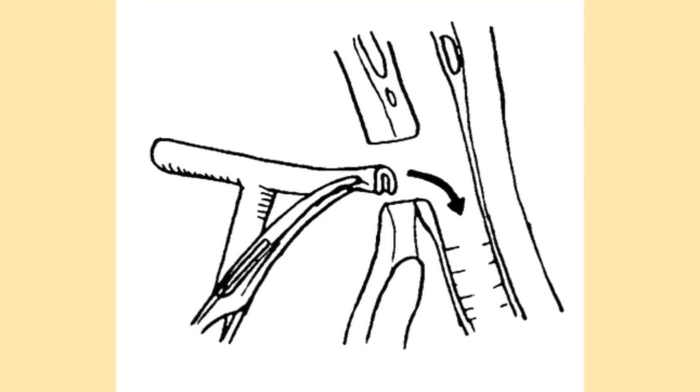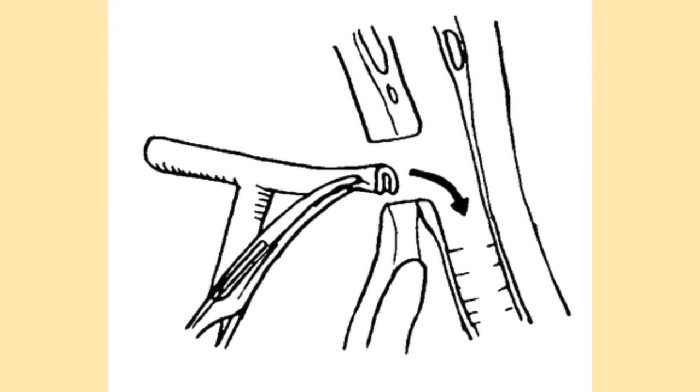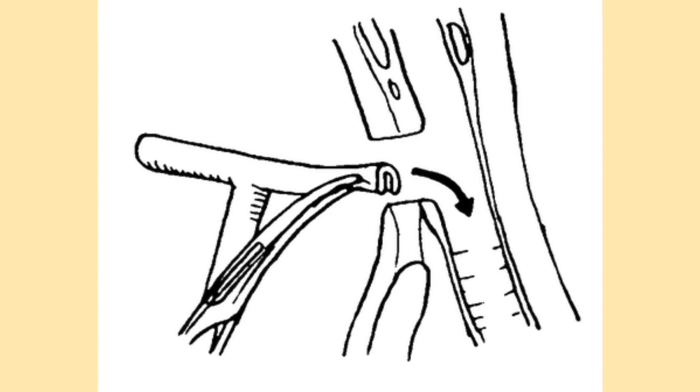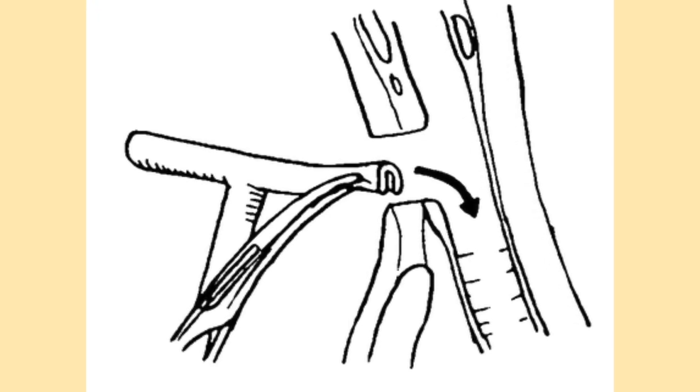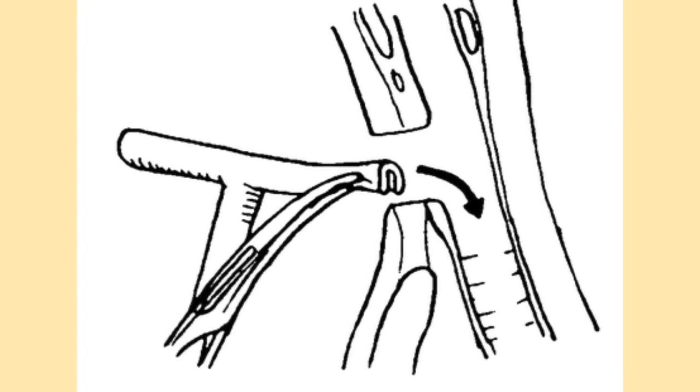A tracheal T-tube is usually inserted surgically. A hole is created in the trachea. The tracheal T-tube is bent and inserted with a forceps into the trachea.